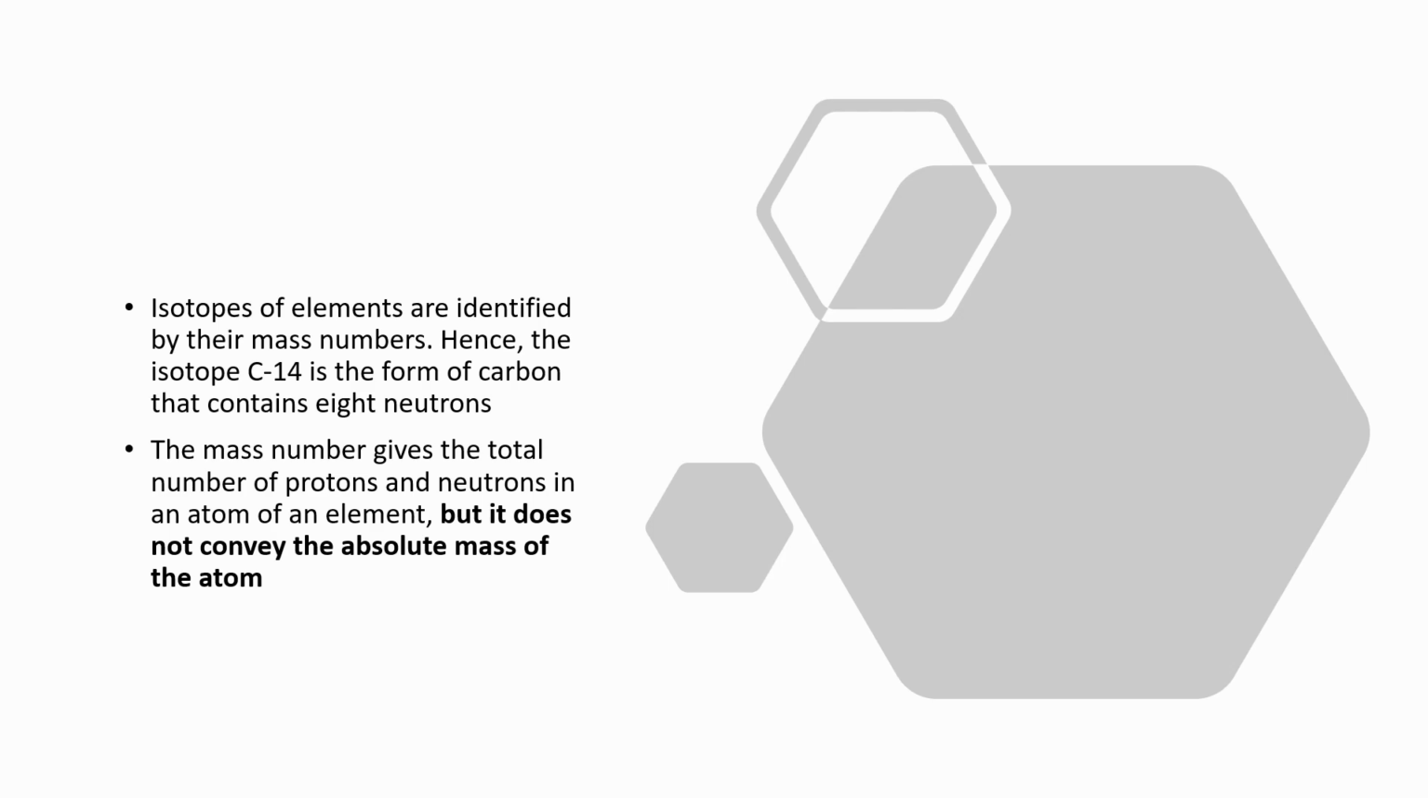The mass number gives the total number of protons and neutrons in an atom of an element, but it does not convey the absolute mass of an atom. Please do not confuse mass number with molecular mass or molar mass. We will be discussing molar mass in a future topic, particularly in stoichiometry. But for now, mass number is slightly irrelevant to the weight of an actual atom. Since we do not usually deal with one atom, we always deal with a group of atoms.